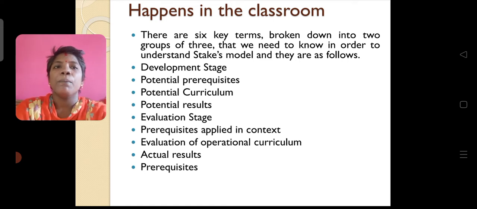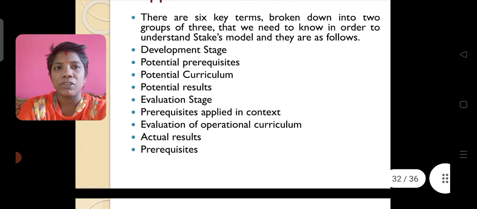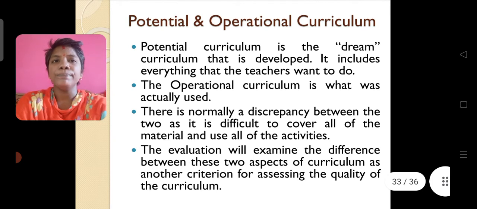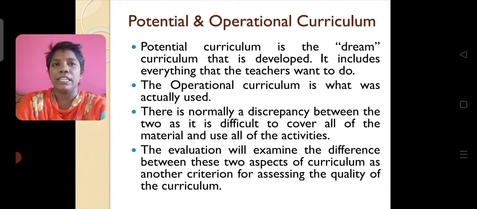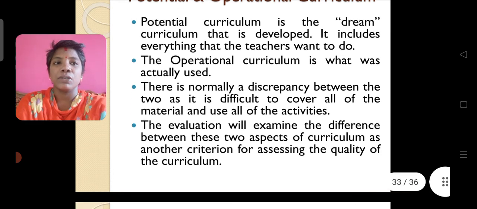Development stage: potential prerequisites, potential curriculum, potential results. Evaluation stages: prerequisites applied in context, evaluation of the operational curriculum, acquired results and prerequisites. What are the potential and operational curriculum? The potential curriculum is the dream curriculum that is developed. It includes everything the teachers want to do. The operational curriculum is what was actually used. There is normally a discrepancy between the two. It is difficult to cover all the material or use all of the activities.